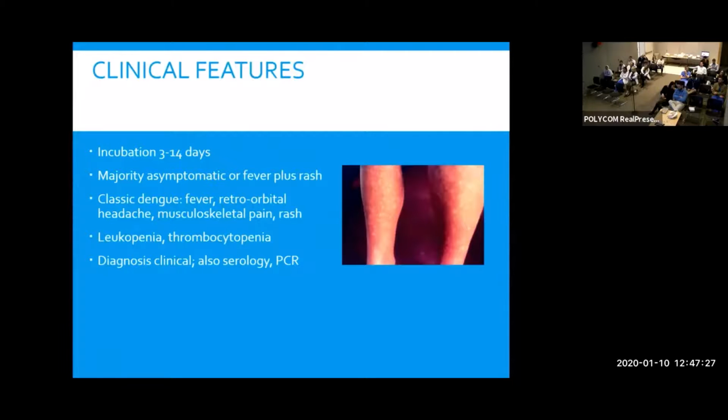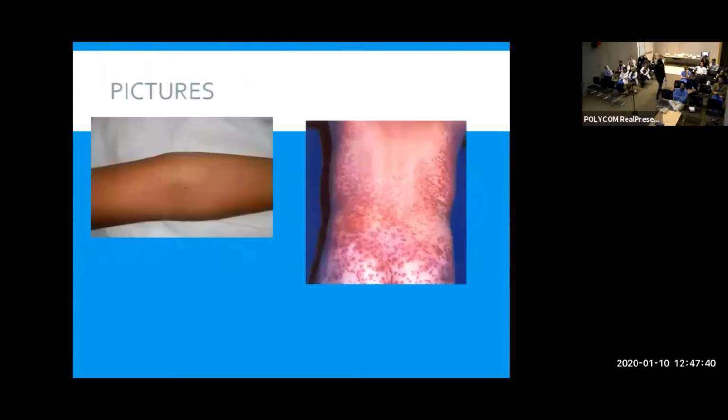Leukopenia, thrombocytopenia. And the diagnosis, unfortunately, is mostly clinical, but you can send the serology. There is a PCR also, but serology is the way to diagnose dengue. The rash can be quite subtle, just some small papules on the extremity, so you do need to do a very thorough exam.